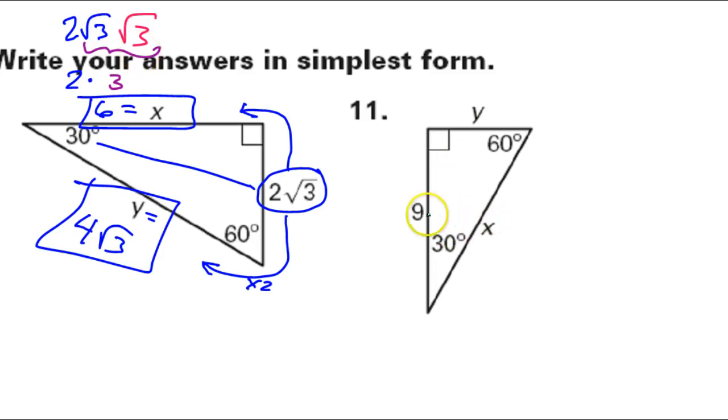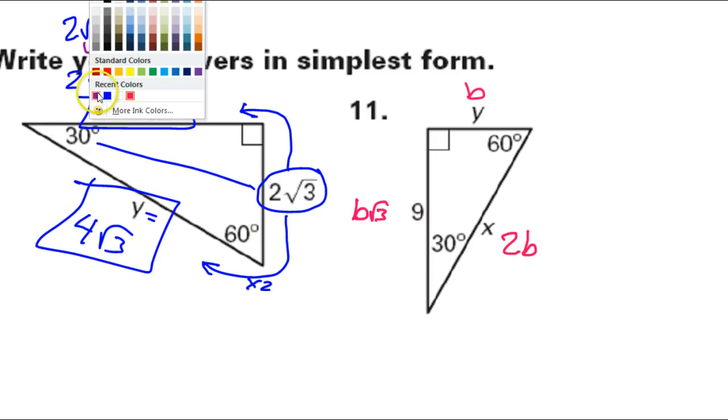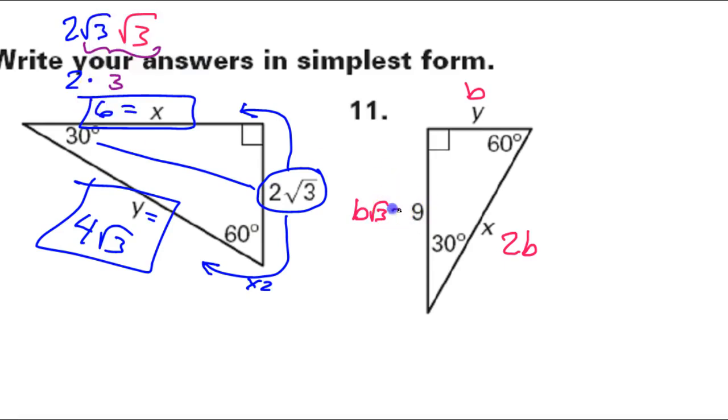Okay, so the short leg, it's all about the short leg, remember? So that would make this b. And then the hypotenuse would be 2b. And then the long leg would be b radical 3. All right, so I've got b, 2b, and b radical 3. Now, focus your eyeballs on the one where we have an actual number. All right, b radical 3 equals 9. We can solve this and find out what b is. And once we have b, we can find the other two things.